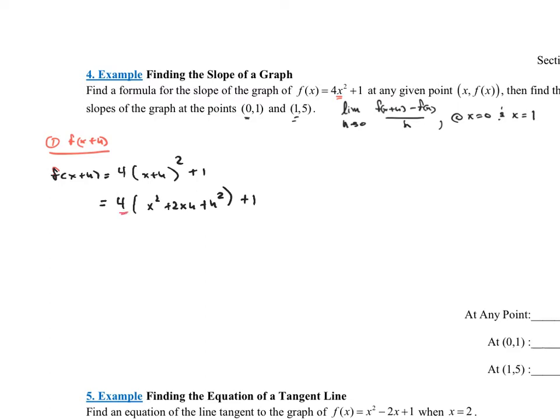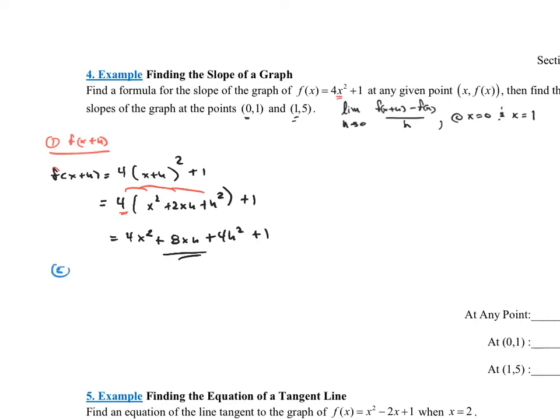Again, the way that I got that is by FOILing out x plus h times x plus h. Now I'm going to distribute this 4 through to each one of those terms, and I'd have 4x squared plus 8xh plus 4h squared plus 1. So I had to FOIL out the x plus h squared and then distribute the 4 through to each one of those terms. That's my simplified version of f of x plus h.